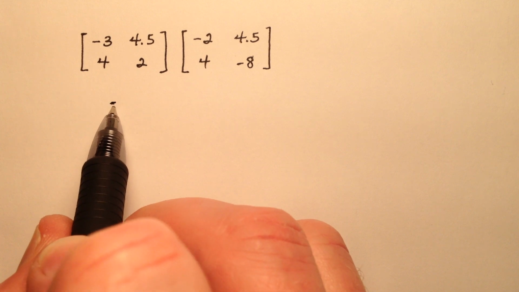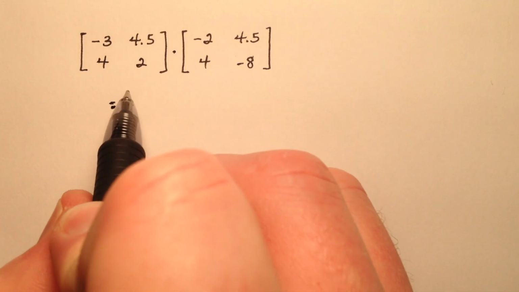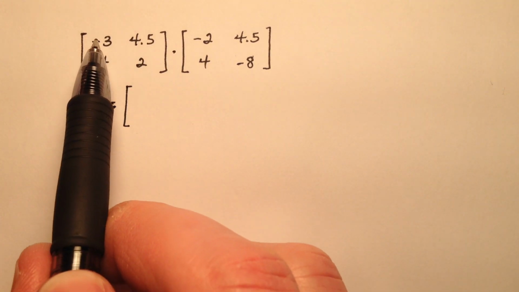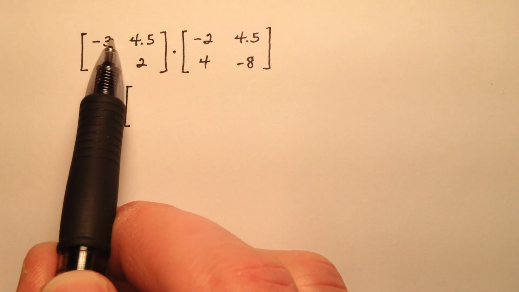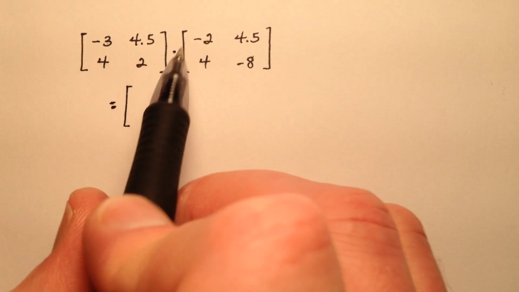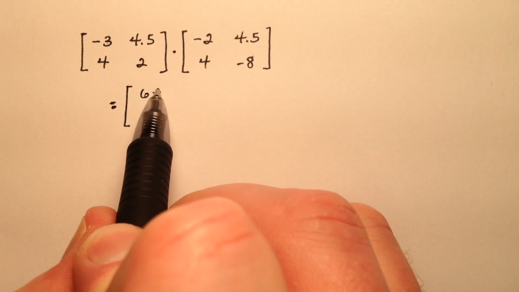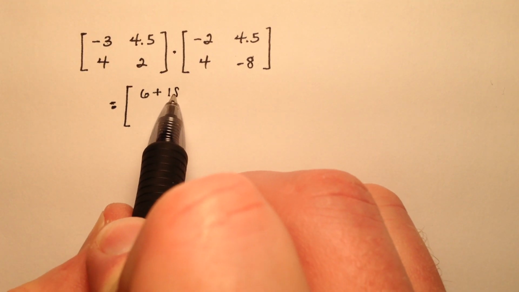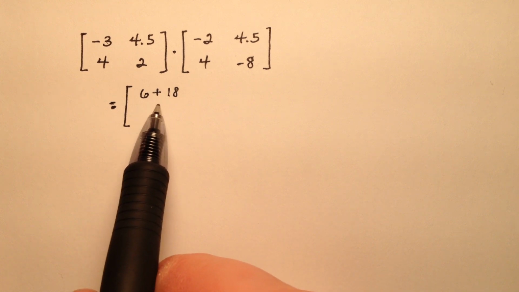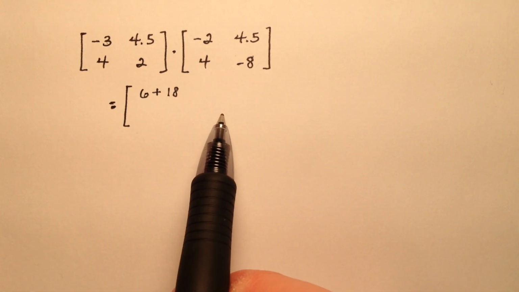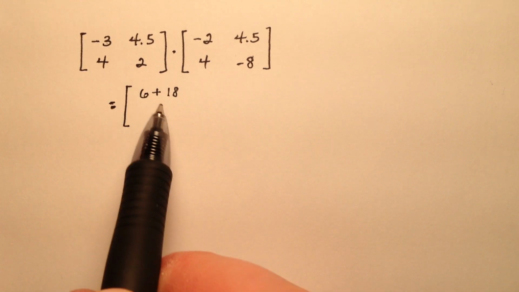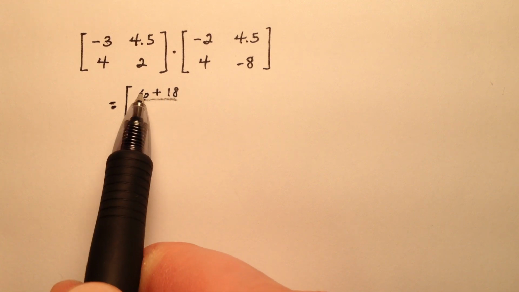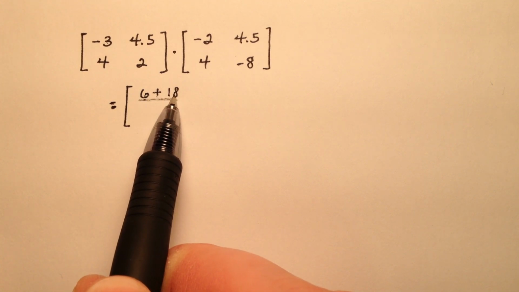So let's go ahead and multiply these two together and see what we have. So -3 times -2, we're going to work across the first row and down the first column. That's going to be 6, plus 4.5 times 4 will be 18. Well, at this point, I could go on, and I could go ahead and find the entire product matrix, but right here, 6 plus 18 is 24.